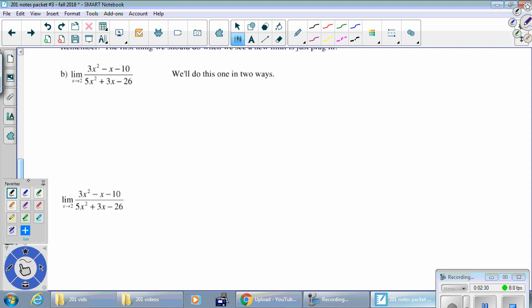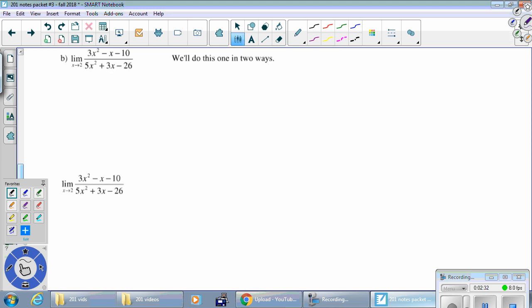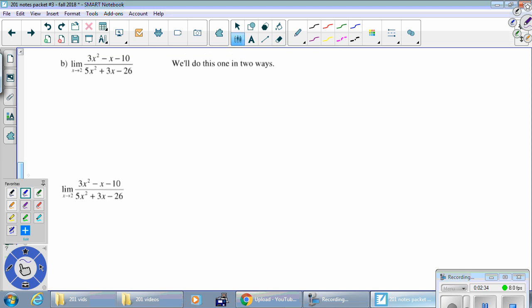Okay, but things are not going to work out as nicely here in B. Let's see what happens when we just plug in. So we're going to plug in 2 for all of these x's. I don't really have room there, so I'm going to do it over here. So 3 times 2 squared minus 2 minus 10 over, and then 2 is down here for all the x's.